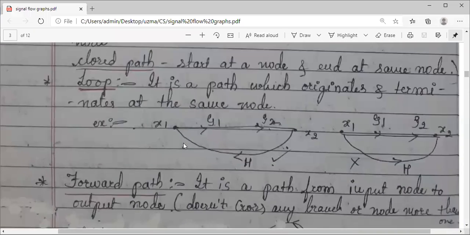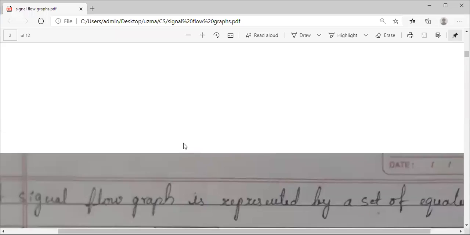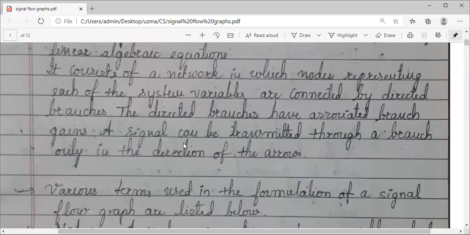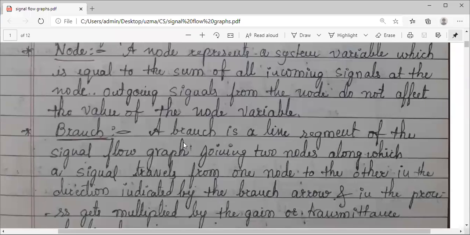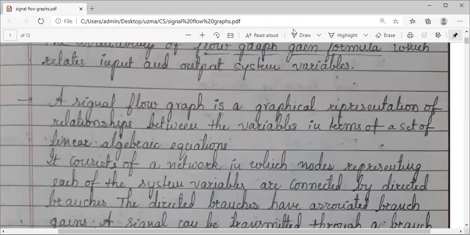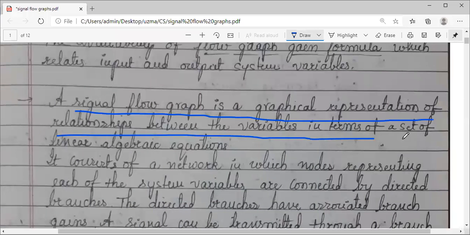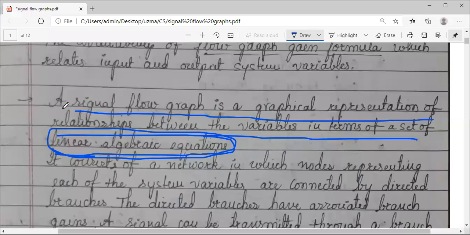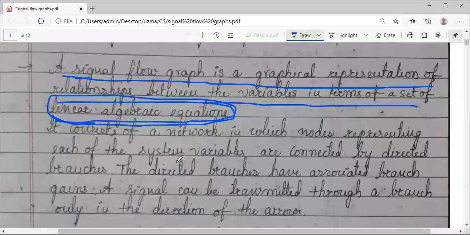We have seen the definition of signal flow graph. So what is a signal flow graph? Let me just quickly show you. A signal flow graph is a graphical representation of relationships between the variables in terms of a set of linear equations. So if the set of linear equations, cause and effect, what we call, okay, a certain cause and effect kind of relationship, if we can get it in the form of equations, a signal flow graph we can easily draw.